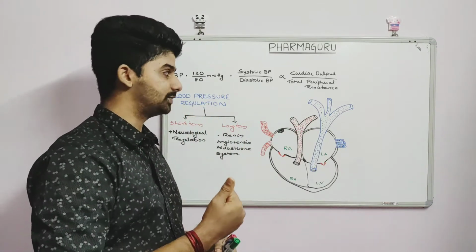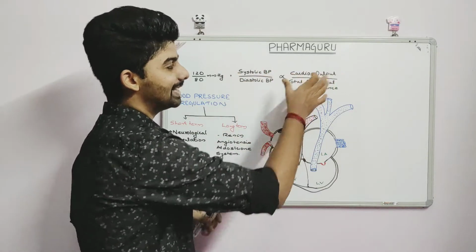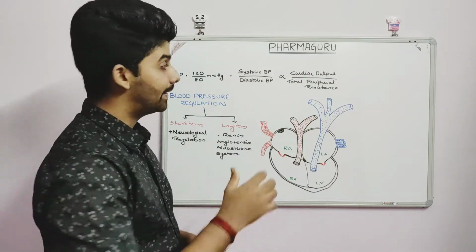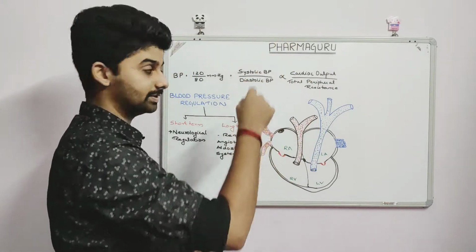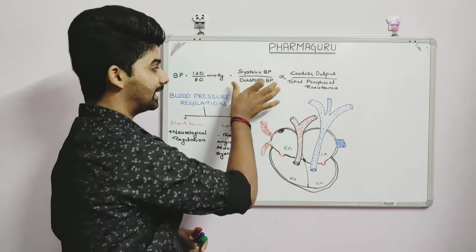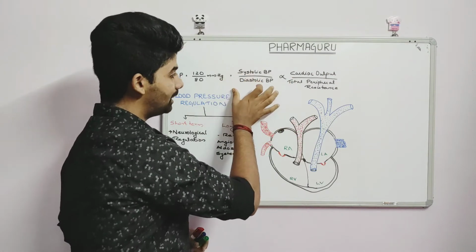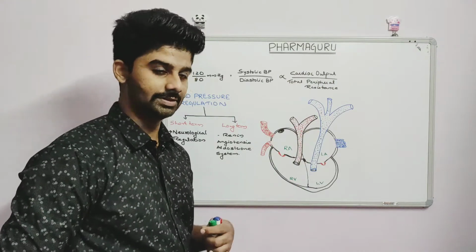And I would like to say, just believe me for a moment, that the systolic blood pressure is directly proportional to cardiac output. That is, whenever the cardiac output increases, the systolic blood pressure increases. Whenever cardiac output decreases, systolic blood pressure also decreases. The same with diastolic blood pressure: it is directly proportional to the TPR, that is the total peripheral resistance.